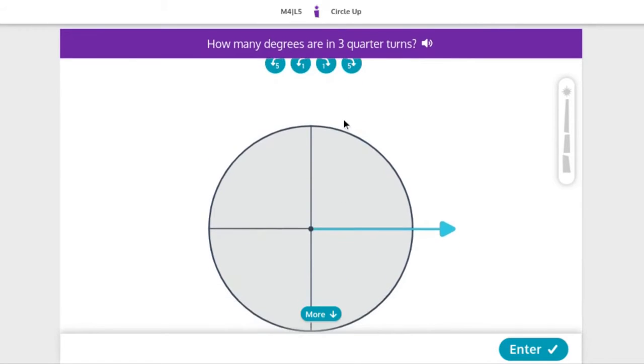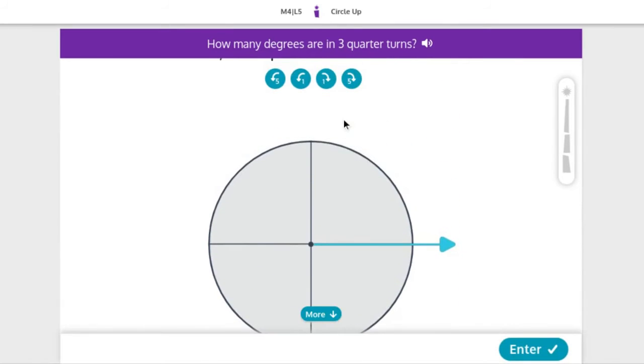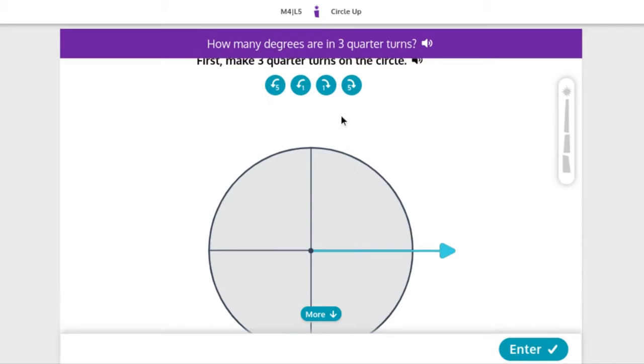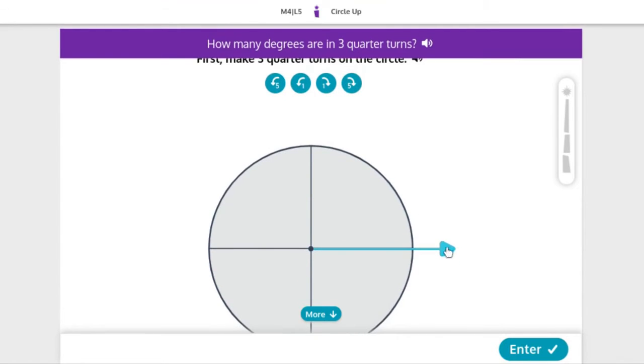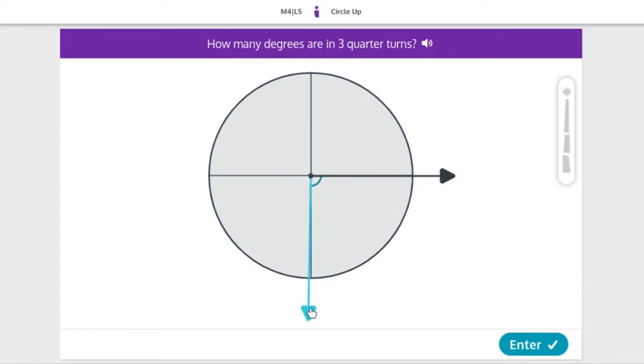Okay. So how many degrees are 3/4 turns? Well, we're going to know that that is 90, 180, 270, okay? And then 360 makes the other. So let's see what it wants us to do here. First, make 3/4 turns on the circle. So it wants us to make 3/4 turns. So I have to scroll down here. So there's 1/4 turn, okay? There's 2/4 turns right there. And here's 3/4 turns right there.